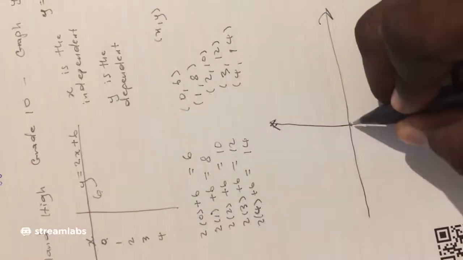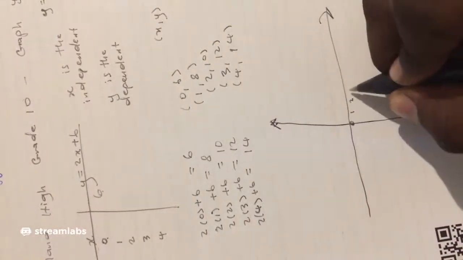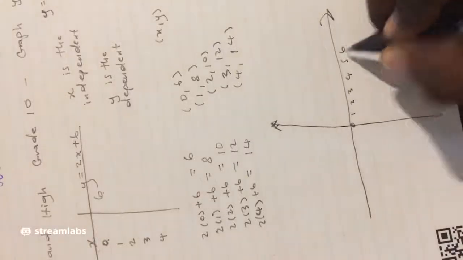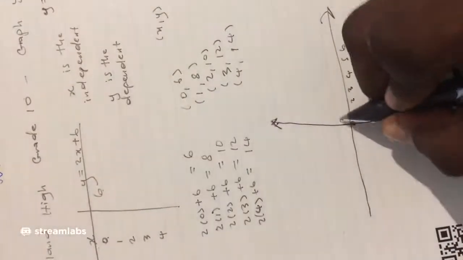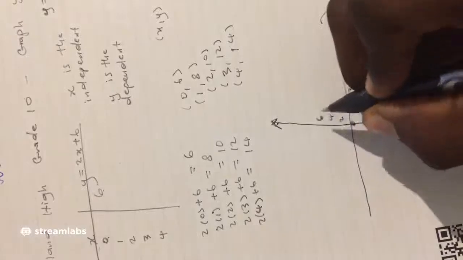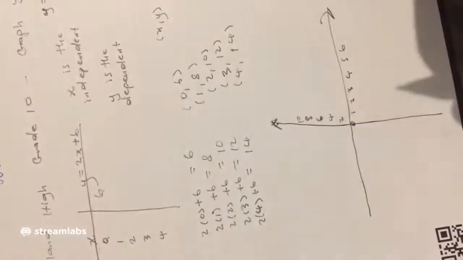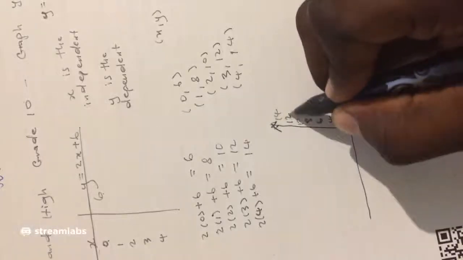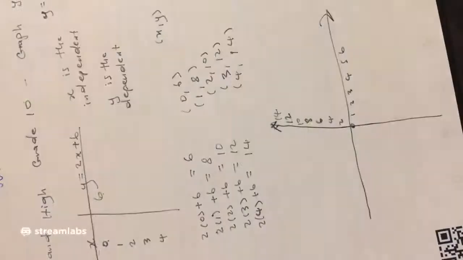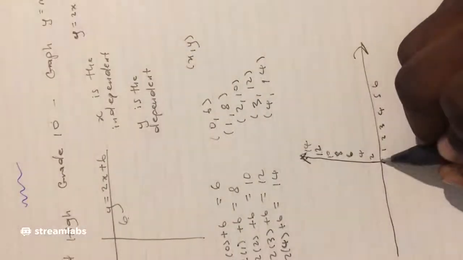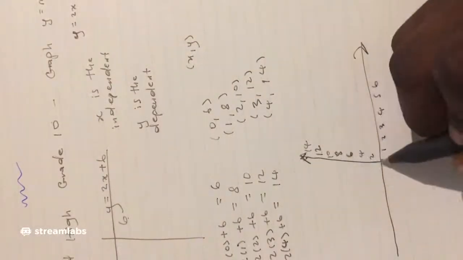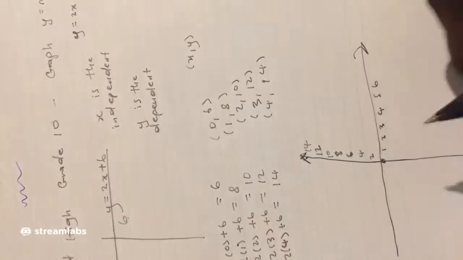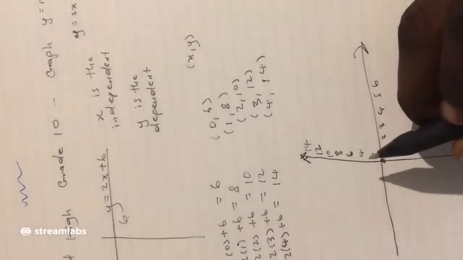Then we're going to plot. So let me write some points on the x: here is 0, 1, 2, 3, 4, 5, 6. And here on the y it's 2, 4, 6, 8, 10, 12, and 14. So when we plot our points now, the first one is 0, 6. So we find 0 here. Then we're going to go up.